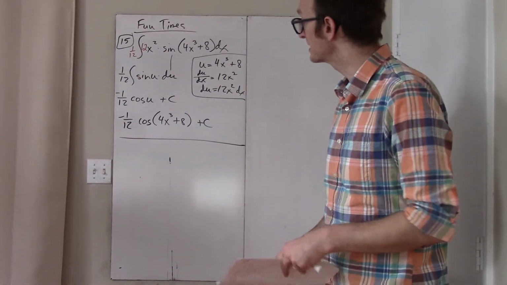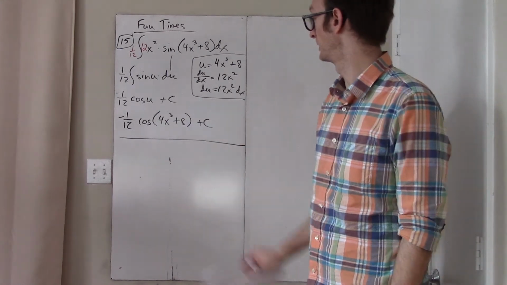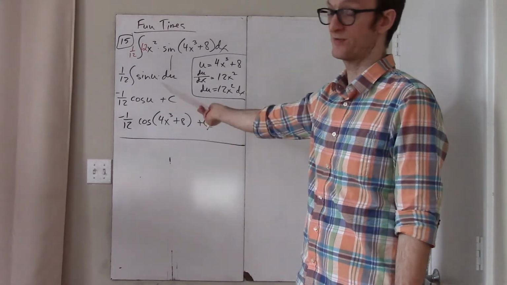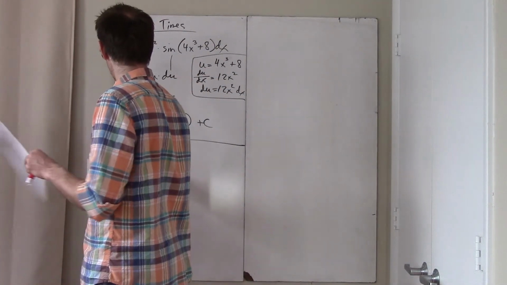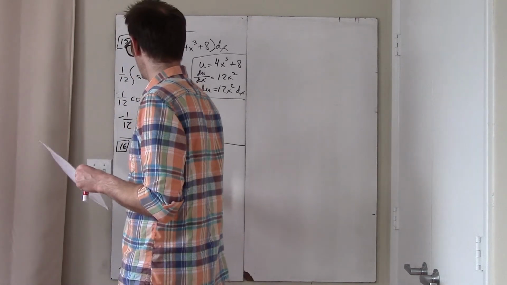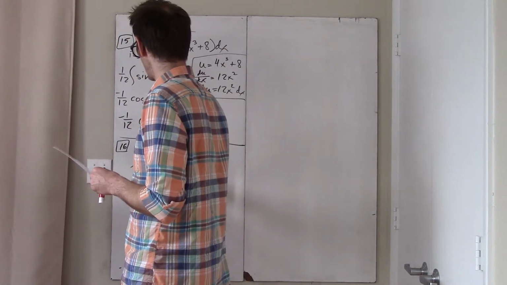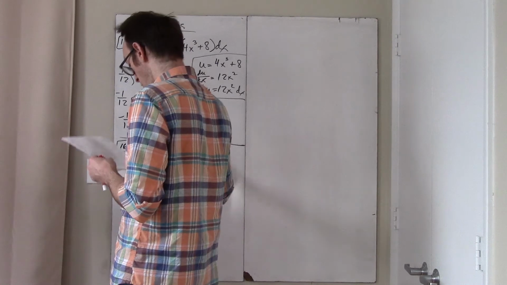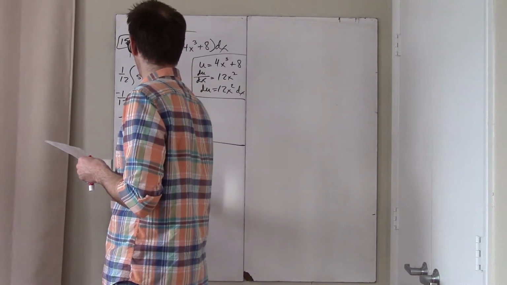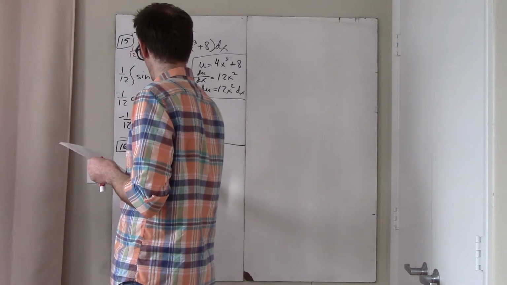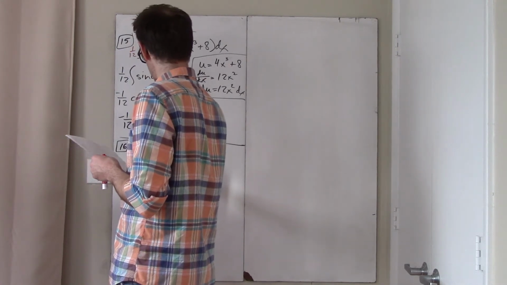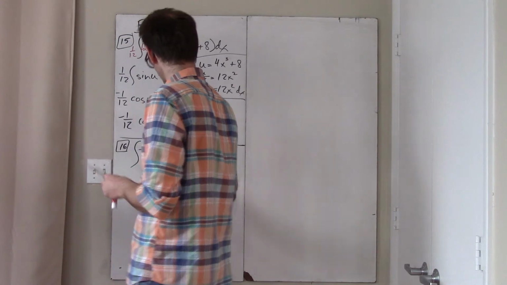And at any point, you can double check your work by simply doing the chain rule. If you take the derivative of this function, you should get back the original thing. Okay, last one from this page. Just getting a little bit more complicated, but not actually harder. X squared over the cube root of 2x cubed plus 7 dx.